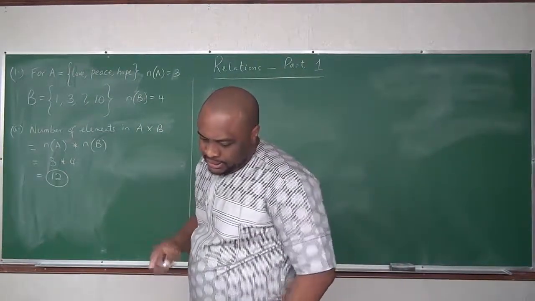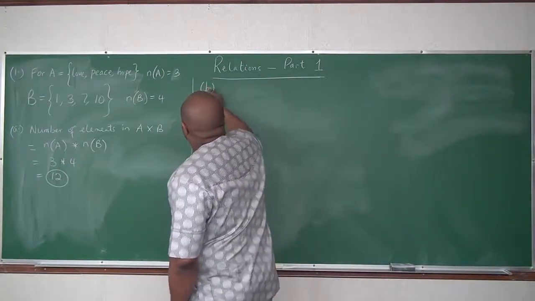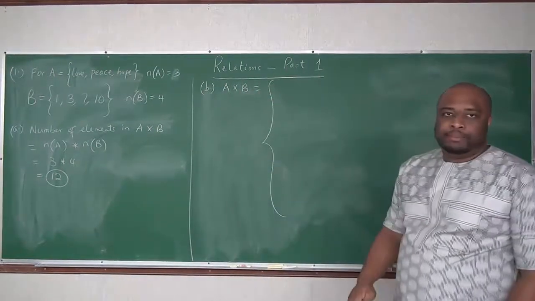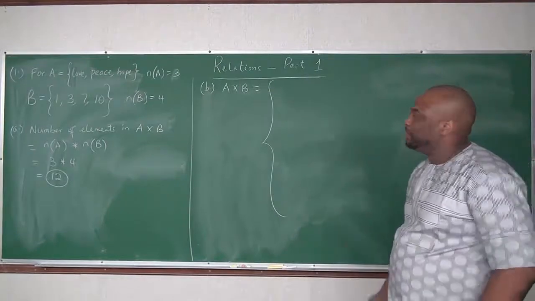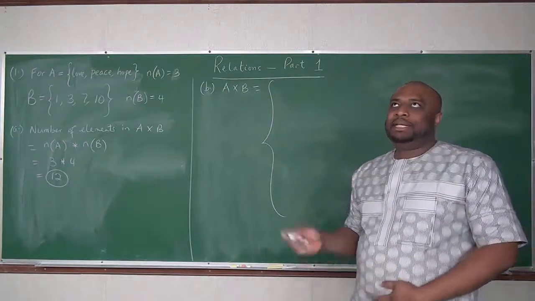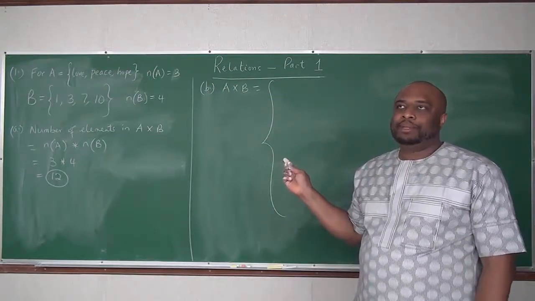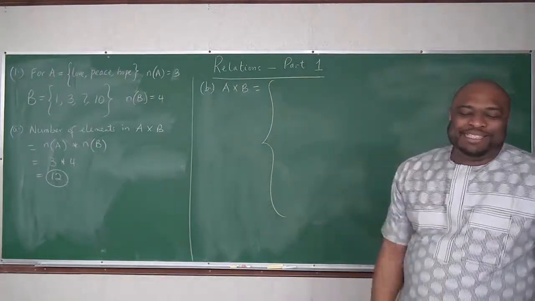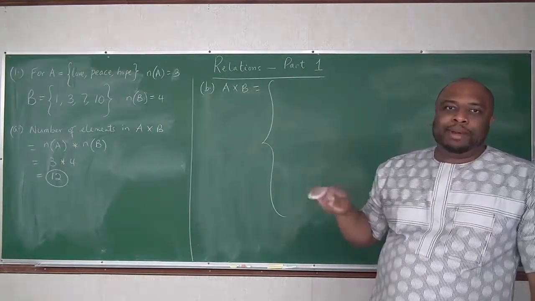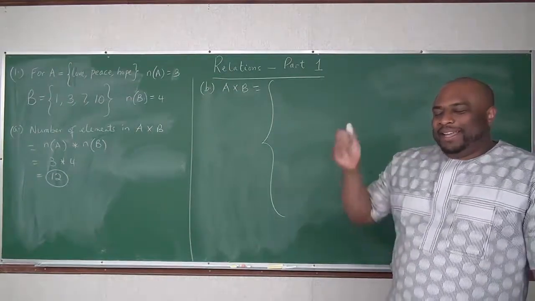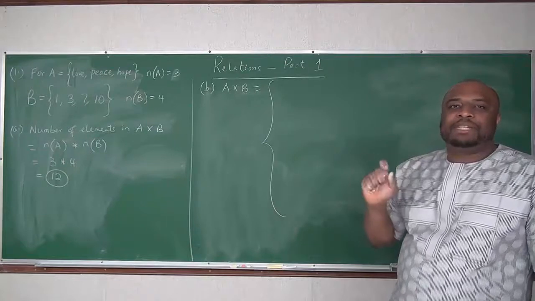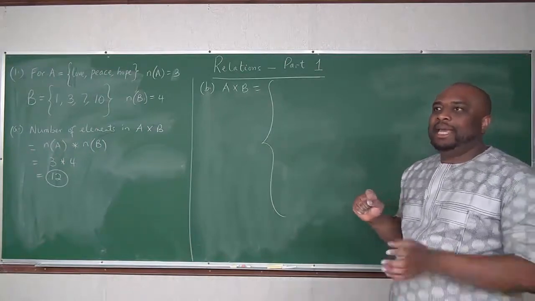Question B, list the elements of A cross B. So A cross B would be, now this is a set, so I'm going to write braces because it's a set. This is a set of all possible ordered pairs, parenthesis a, comma b. Please put it in that definition: a set of all possible ordered pairs. Okay, that is A cross B.